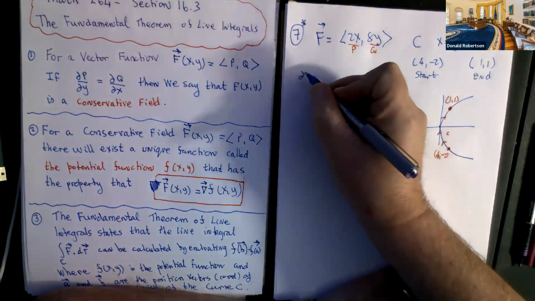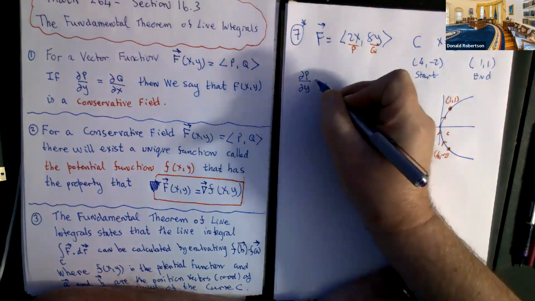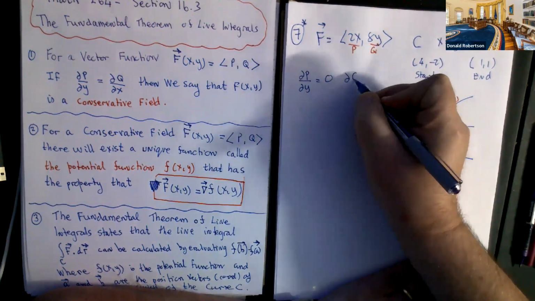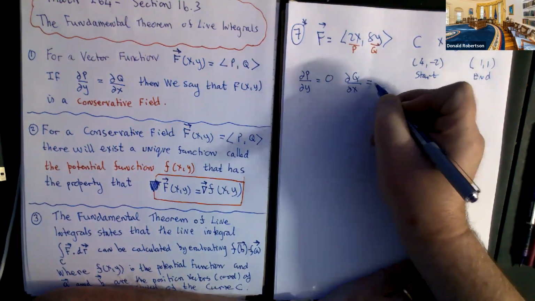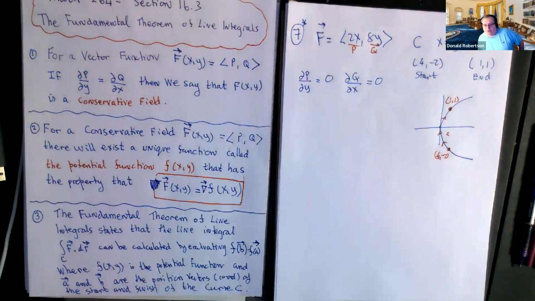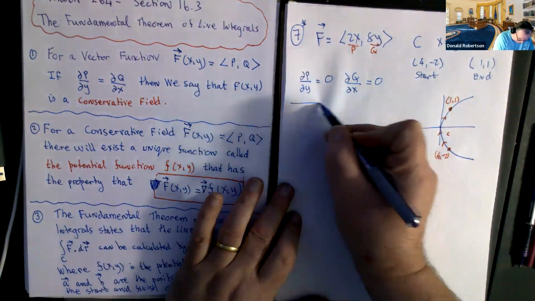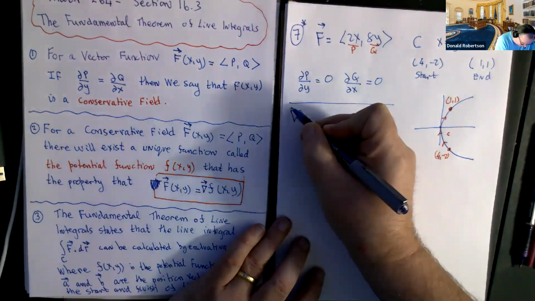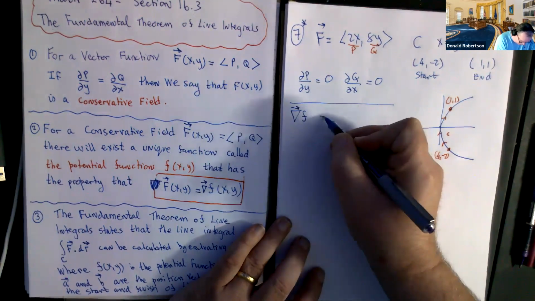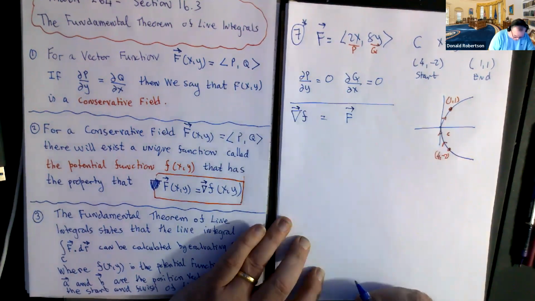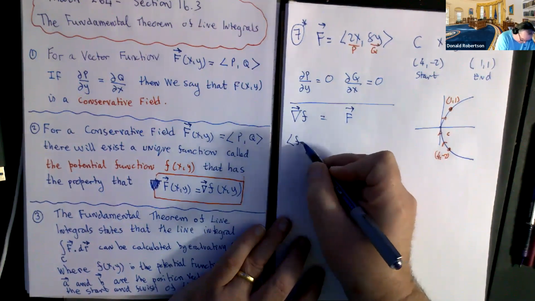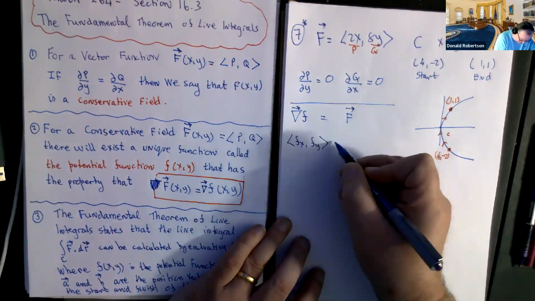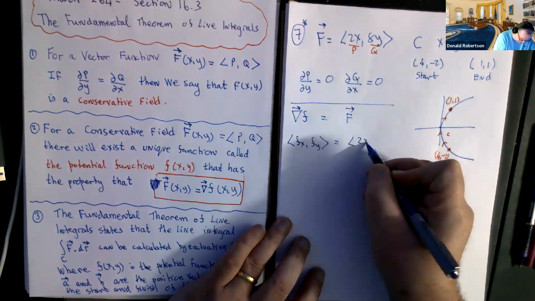So the partial derivative of P with respect to y is 0. And the partial derivative of Q with respect to x is 0. Yep, they're equal. The fact they're equal to 0 isn't significant. All that we care is that they are equal to something, and they are. So now we're going to move on to finding the potential function, because we know that is true. And this fella is equal to that, and this fella is equal to that.